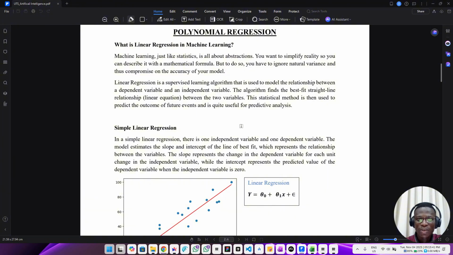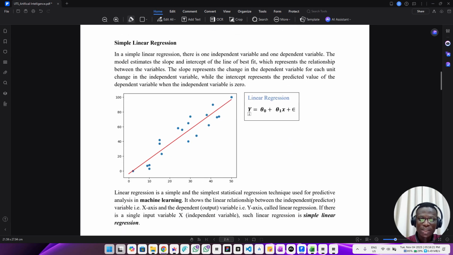With linear regression, the algorithm finds the best fit straight line relationship between the two variables. Right, that's linear regression. The statistical method is then used to predict the outcome of a future event and is quite useful for predictive analysis. So this is a simple linear regression analysis. We can see here that the model performed very well, as it was able to draw a straight line.